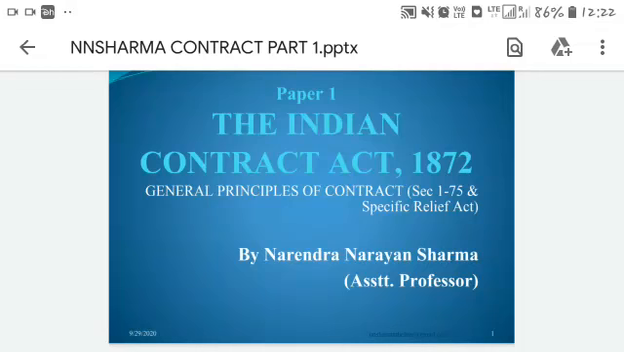Hello dear students, this is the Indian Contract Act 1872. It is generally divided into two parts. The first one is general principles, which consists of sections 1 to 75, and the second one is contract second, which is in the second year syllabus.